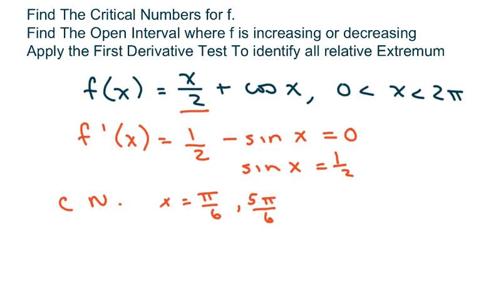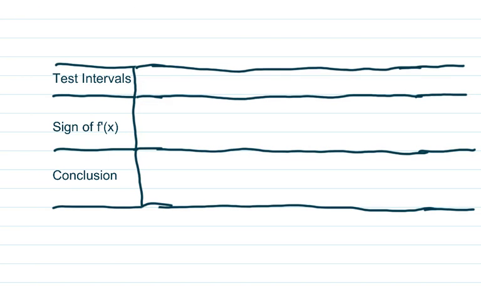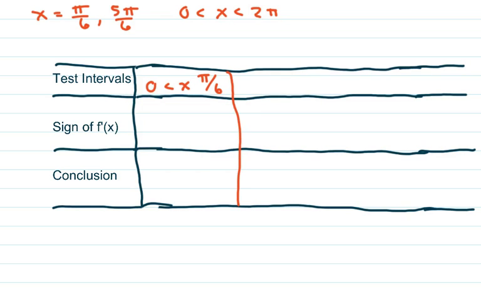Now I'm going to test the intervals. So we have our critical numbers again at x equals pi over 6 and 5 pi over 6. And also, we're restricted between x from 0 and 2 pi. So what we want to do is test from 0 to pi over 6, and then from pi over 6 to 5 pi over 6, and then from 5 pi over 6 to 2 pi.